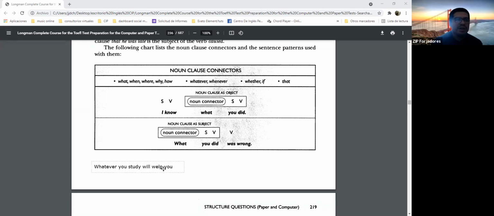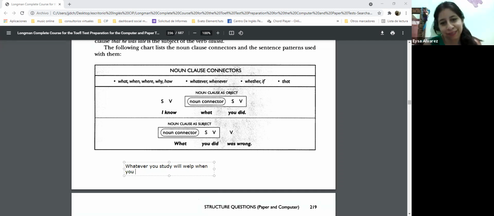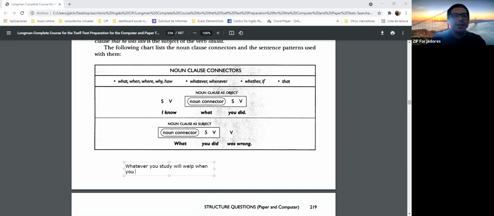Okay, so this one, it's a noun clause, whatever you study, and it's going to act as the subject of the sentence will help you. In this case, the object of the sentence is you, but also you can make another clause, another noun clause. So for example, when you will be ready.